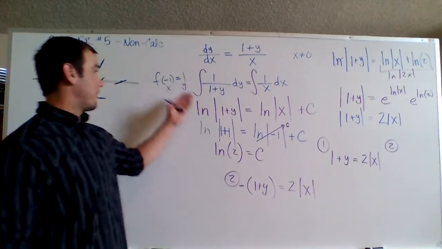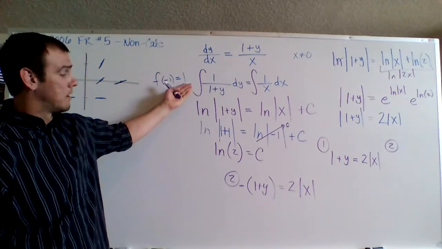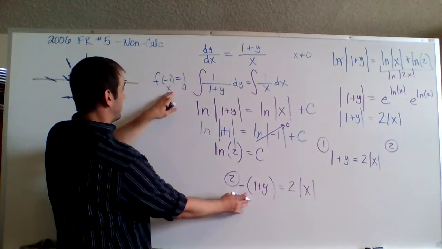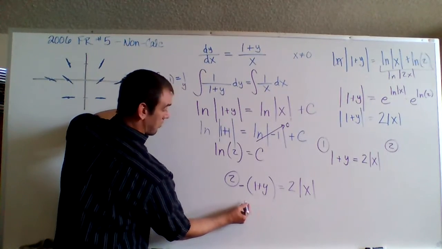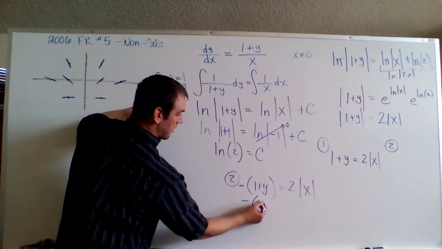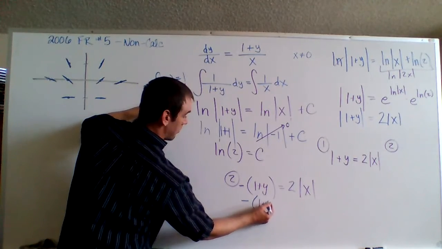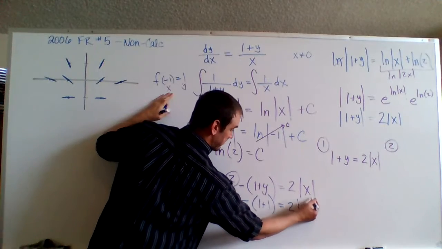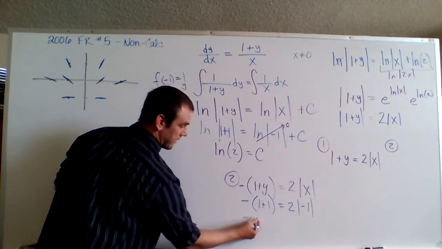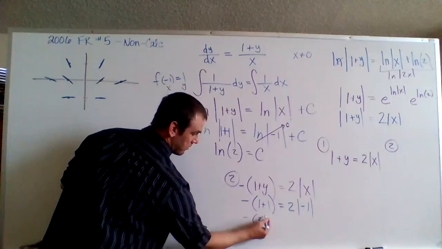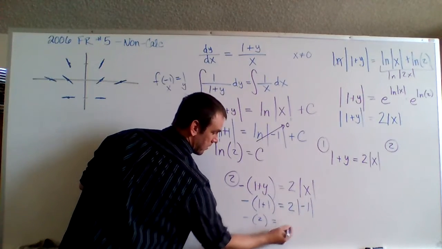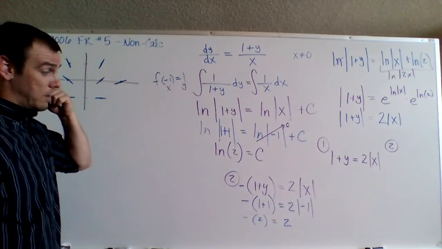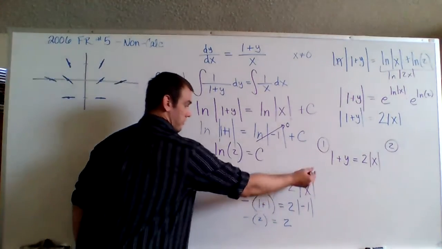Our initial value, remember, was negative 1 comma 1. So when we plug that in, I'm just going to plug it in down here first. So y is going to be 1. So we get a negative 1 plus 1 is going to equal 2, absolute value of negative 1. Here we get negative 2 equals positive 2 because our absolute value takes care of that negative 1. Okay, so that's not the version we wanted.